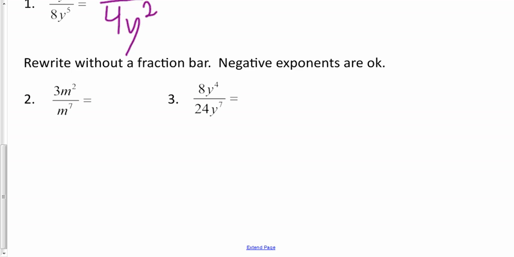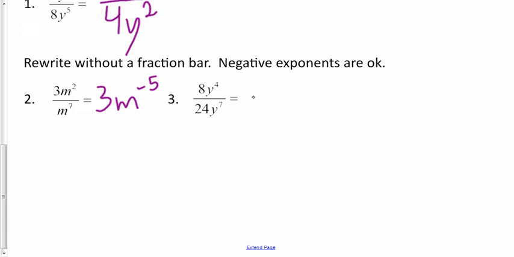And next I want to rewrite without a fraction bar. So negative exponents are okay. So I've got my 3 here, m to the 2nd over m to the 7th, 2 minus 7, m to the negative 5th. Okay? And then 8y to the 4th over 24y to the 7th.